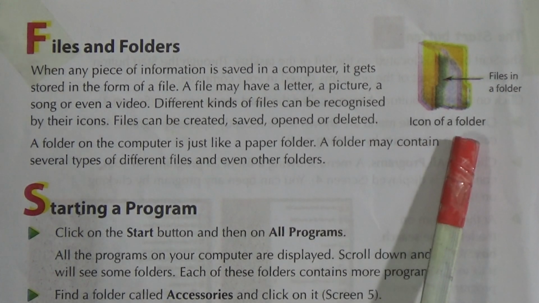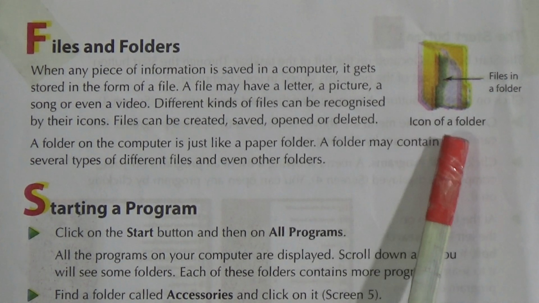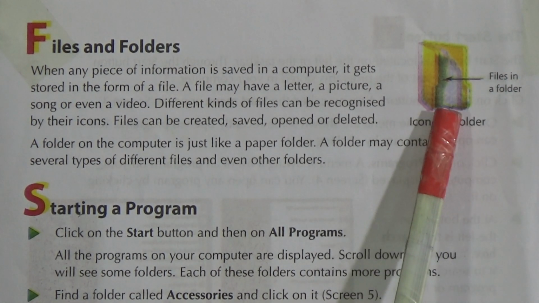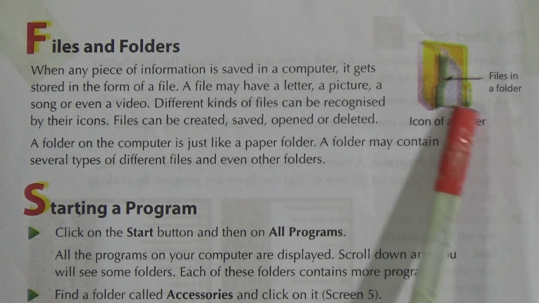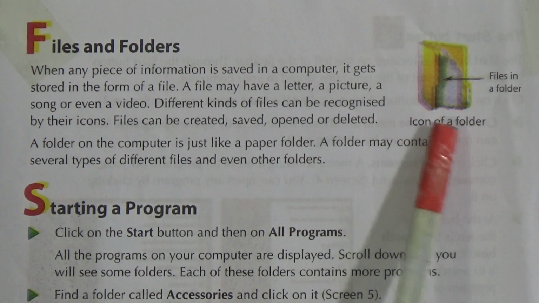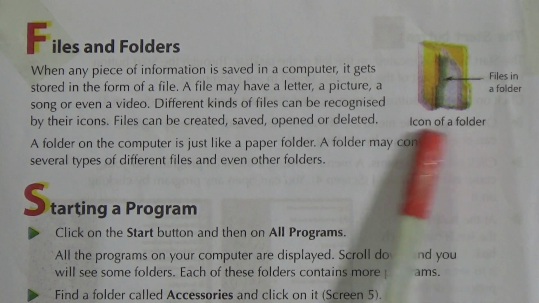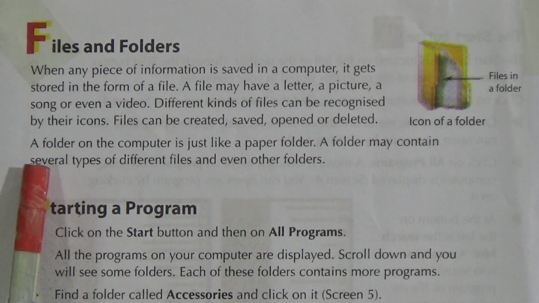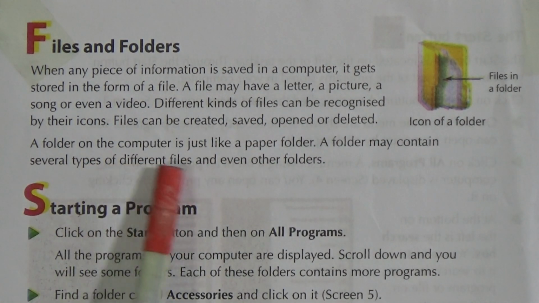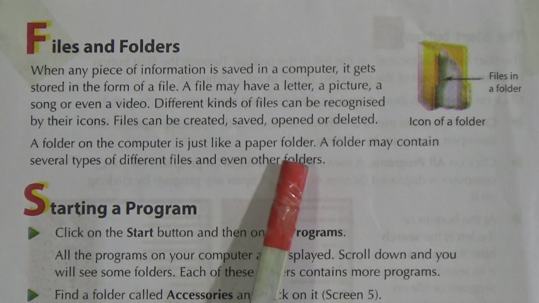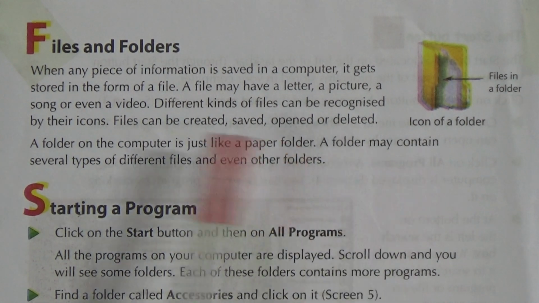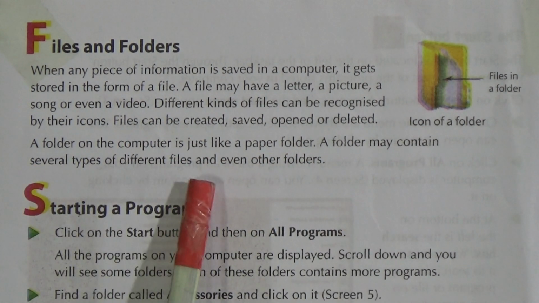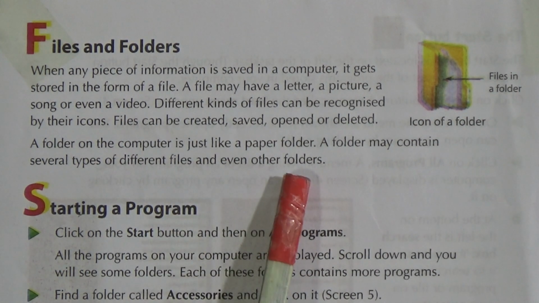Look at the picture. The icon of a folder looks like this, and if the folder has files inside, the icon will look like this. It will show files inside a folder. A folder on the computer is just like a paper folder. A folder may contain several types of different files and even other folders.